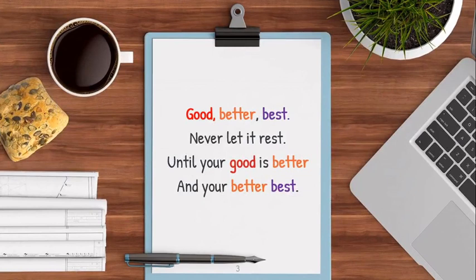So let's begin with the tongue twister. As you can see, the red one, good, is an adjective, better is a comparative in orange, and best in purple is a superlative. So we will read it slowly first, and then we will do it faster 5 times, right? So let me try first.